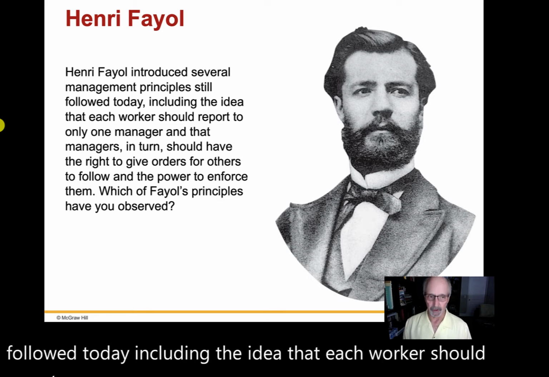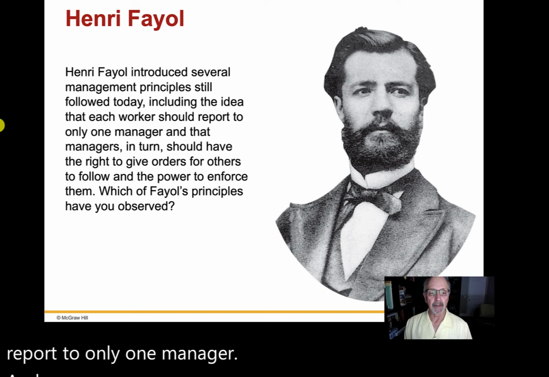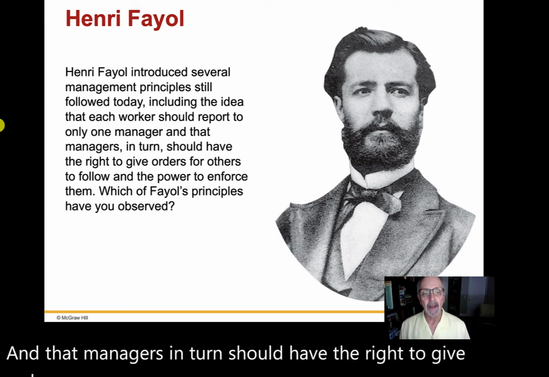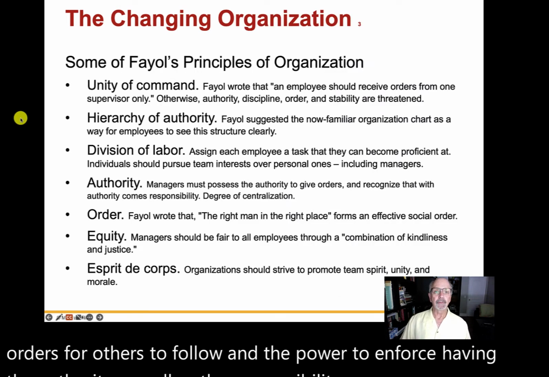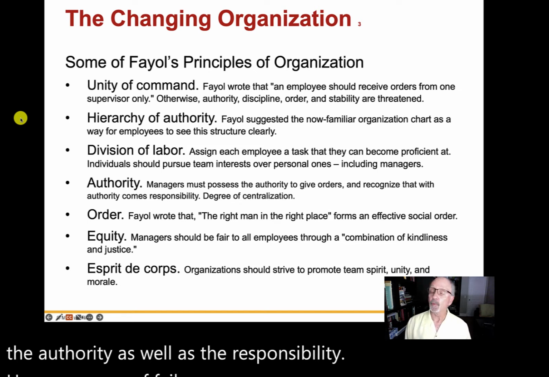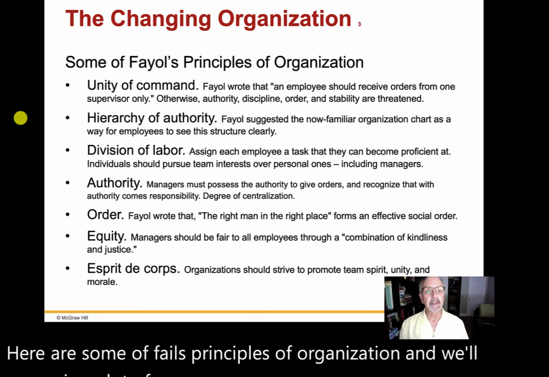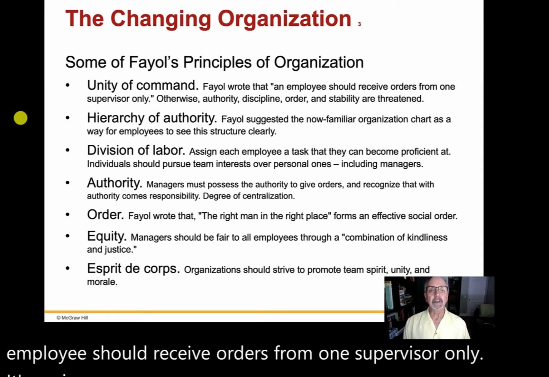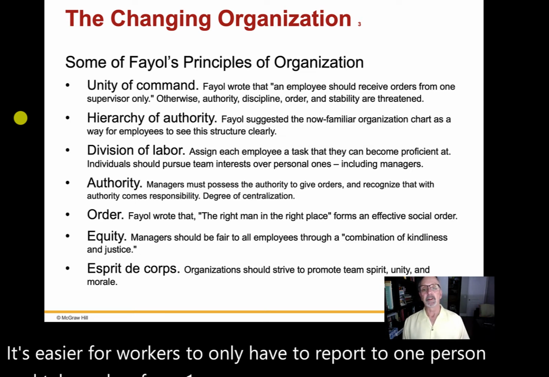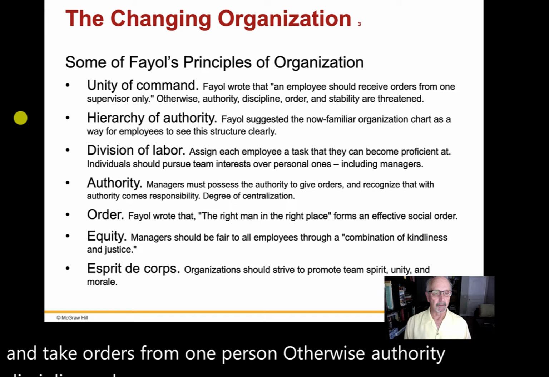Henri Fayol introduced several management principles still followed today, including the idea that each worker should report to only one manager, and that managers in turn should have the right to give orders for others to follow and the power to enforce, having the authority as well as the responsibility. Here are some of Fayol's principles of organization, and we'll recognize a lot of them. Unity of command. Fayol wrote that an employee should receive orders from one supervisor only. It's easier for workers to only have to report to one person and take orders from one person. Otherwise, authority, discipline, order, and stability are threatened.